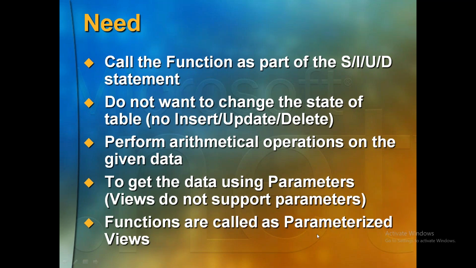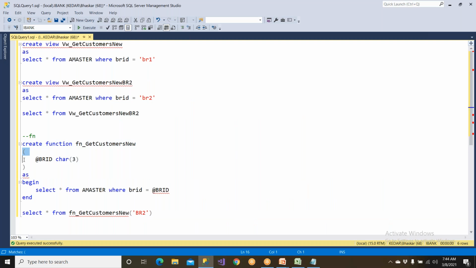A view will have a select statement. Even a function will have a select statement. A view can be called as part of select. A function also can be called as part of select. The only extra thing is that we are adding a parameter. So this is the extra thing for the function. And you have one query. That's it. So a query can be given as part of views or functions as well, right?